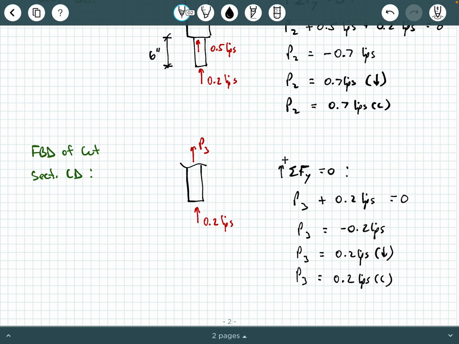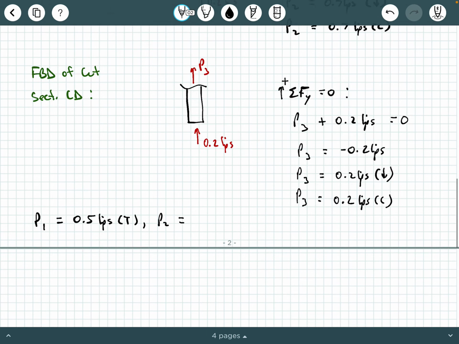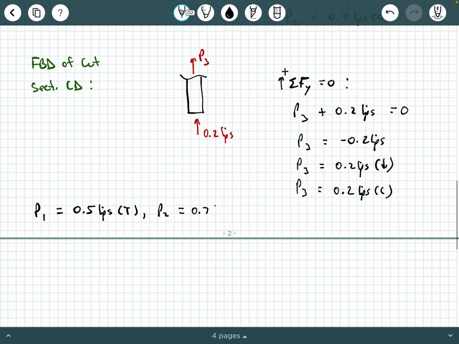So these are our three internal forces. Let's summarize them. P1 was 0.5 kips in tension. P2 was 0.7 kips in compression. And P3 is right here, 0.2 kips also in compression, okay?